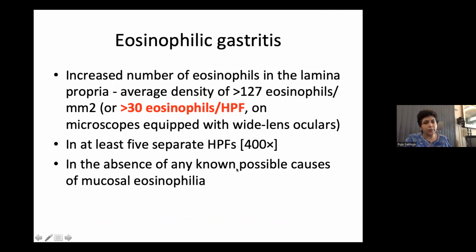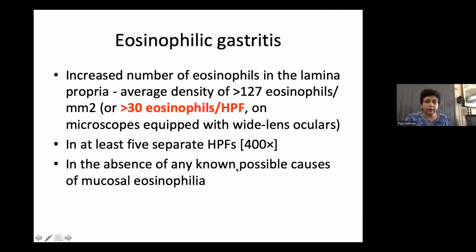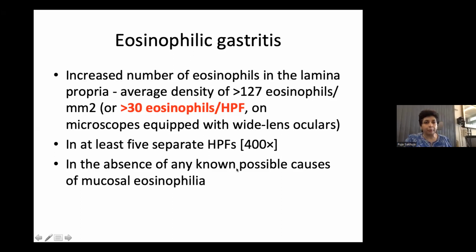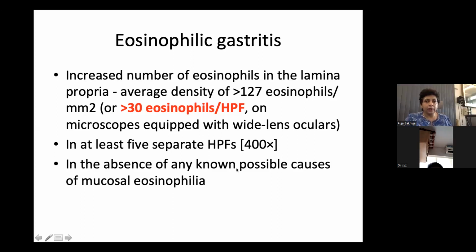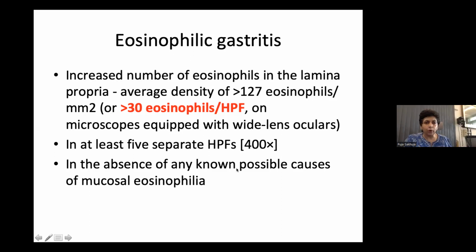Eosinophilic gastritis, when more than 30 eosinophils are present per high-power field, then it is called eosinophilic gastritis, and these are present in the lamina propria. Unlike the esophagus where we were talking about eosinophils present intraepithelially, here they are present in the lamina propria. And the pathologist must see them in at least 5 high-power fields, not just one little focal area. Therefore, it is important that multiple biopsies are taken.